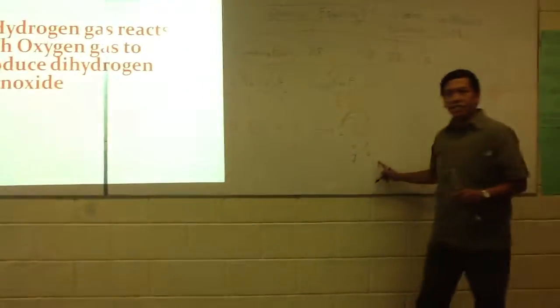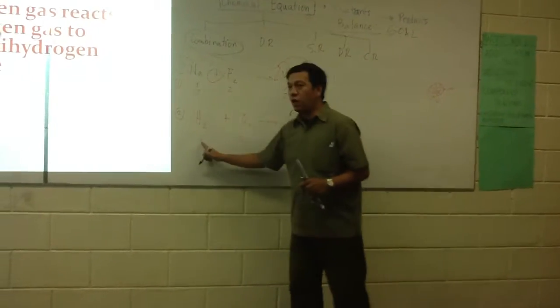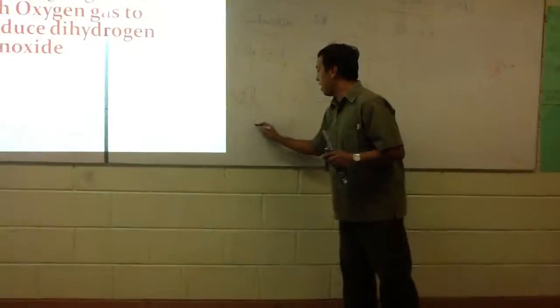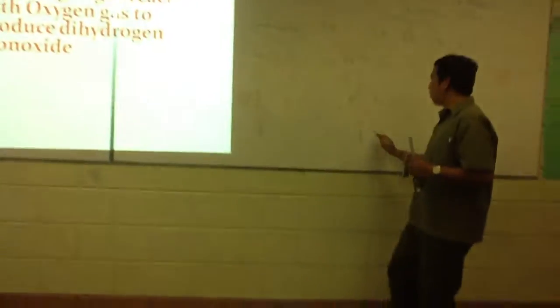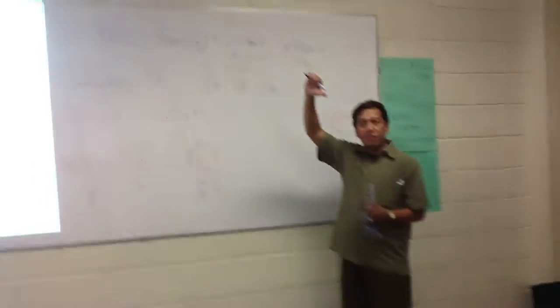Is the oxygen balanced now? What about hydrogen? 4. What do we need to do? Very good. Put 2 here, so you will multiply. 4, 4, 2, 4, 2. Is the equation balanced now? Okay, that's correct. Thumbs up, thumbs down.